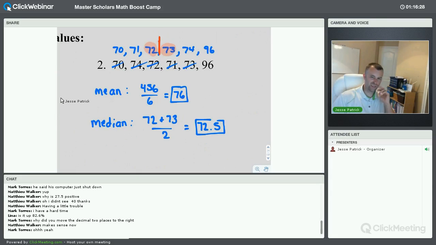Yeah, so you'll do medians with an even set. Because it's an even set, 6 numbers and this 6 is even, you have to find the average of the 2 middle numbers. If it's an odd set, you're going to only have one number that's in the middle.